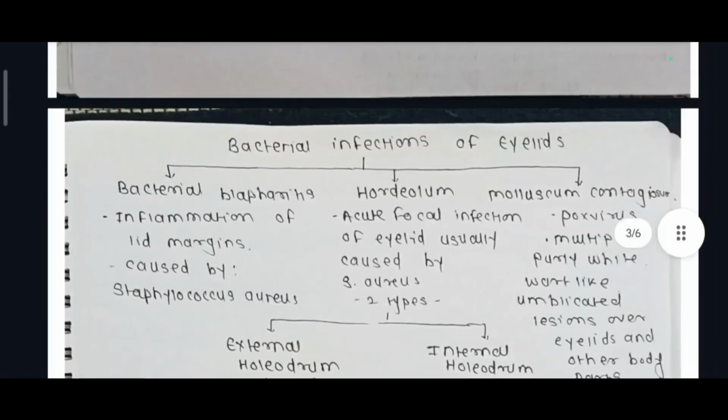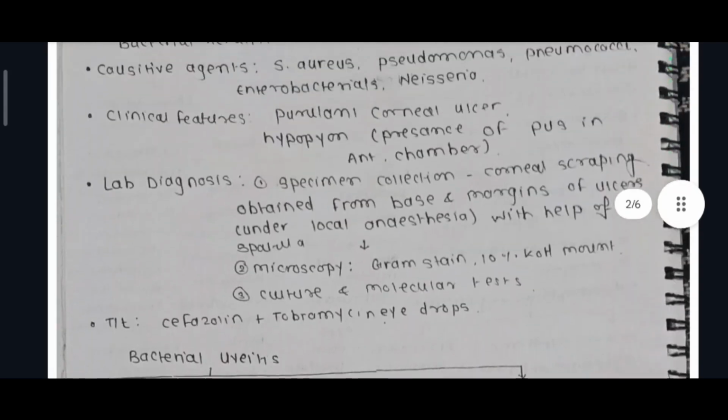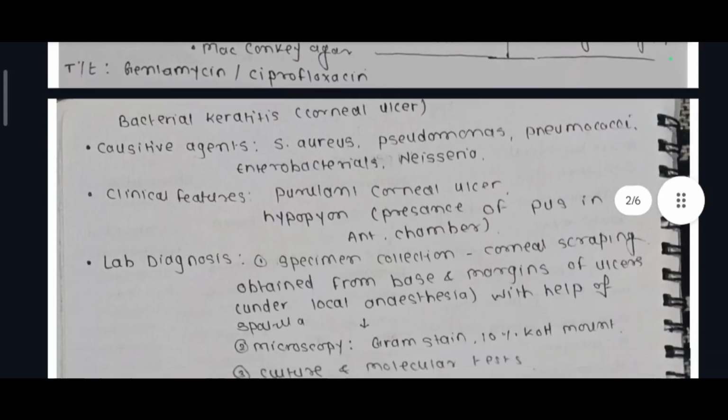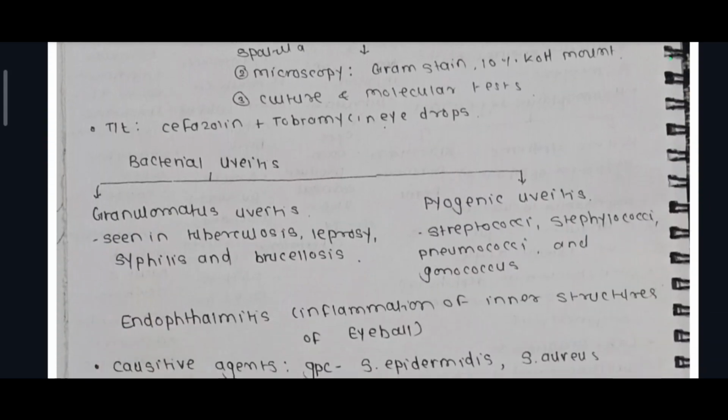After bacterial keratitis, let's start with bacterial uveitis. Bacterial uveitis is further of two types: granular uveitis and pyogenic uveitis. Granular uveitis is seen in tuberculosis, leprosy, syphilis, and brucellosis, whereas pyogenic uveitis is seen in streptococci, staphylococci, pneumococci, and gonococcus infection.